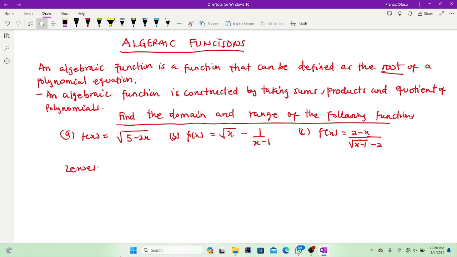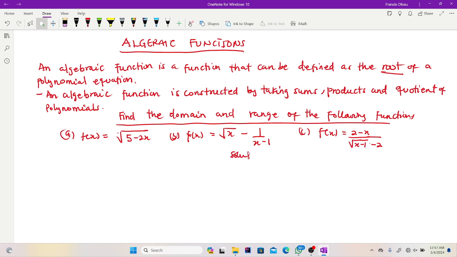Yeah, so let's quickly go through the examples I have here. Normally if you want to study functions, the domain and the range of functions should be the point of interest, right? So find the domain and range of the following functions. The first function, a, is f of x equal to the square root of 5 minus 2x. Then b is f of x equal to the square root of x minus 1 over x minus 1. Then c is f of x equal to 2 minus x over the square root of x minus 1, then minus 2.